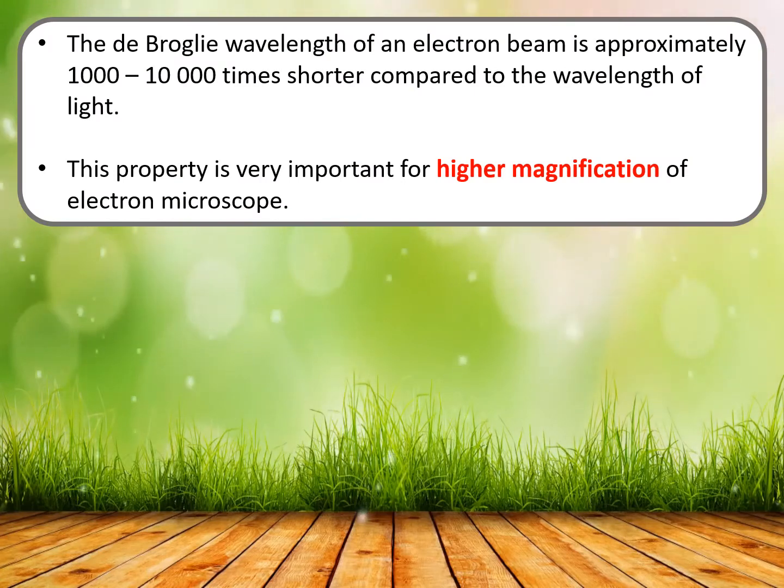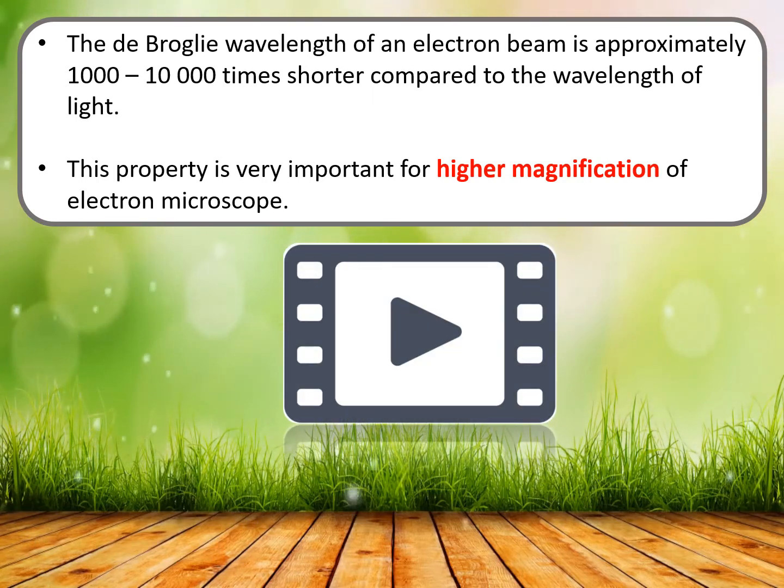The de Broglie wavelength of an electron beam is approximately 1000 to 10,000 times shorter compared to the wavelength of light. This property is very important for higher magnification of the electron microscope. Now, we will observe a video regarding the application of wave behavior of an electron in the operation of the microscope based on de Broglie's wavelength.